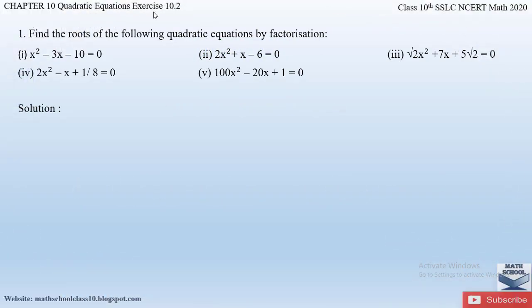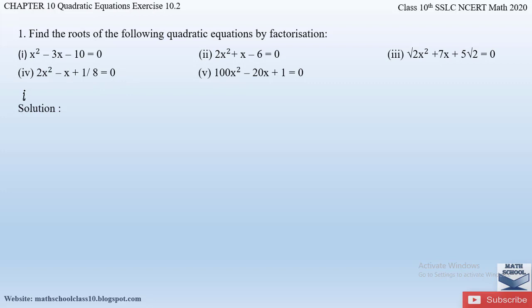Question number 1 from exercise 10.2, chapter 10, Quadratic Equations says, find the roots of the following quadratic equations by factorization. There are 5 parts to the question given here. So we have to find the roots by the method of factorization, or by splitting the middle term.